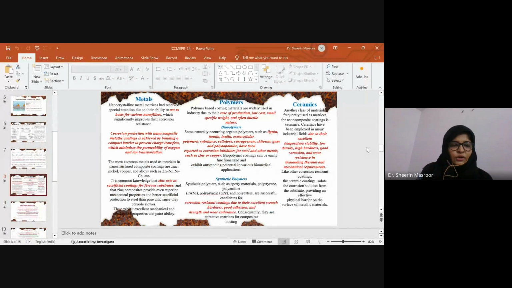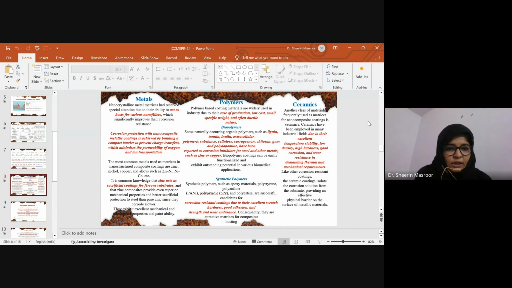Again, the different matrices used for the nanocomposite coating are metals, polymers, and ceramics. Metals act as a host for various nanofillers, which significantly improve their corrosion resistance. Corrosion protection with a nanocomposite metallic coating as the matrix is achieved by building a compact barrier to prevent charge transfer, which minimizes the permeability of oxygen and ion transportation.